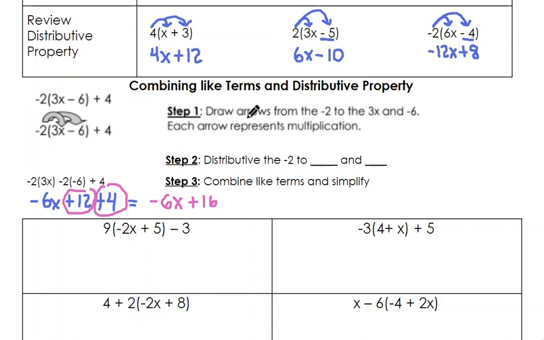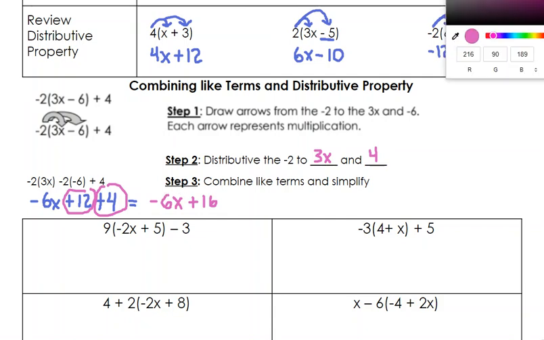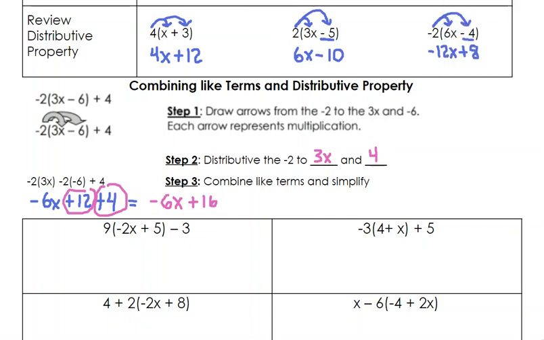Okay, so how do we do this? We got to distribute, and on this example, we distributed -2 to the 3x, and we distributed it to the 4. And then after we distributed it, we combined our like terms. Okay, so that is how you do distributive property and combining like terms together. All right, so let's do another practice one down here.